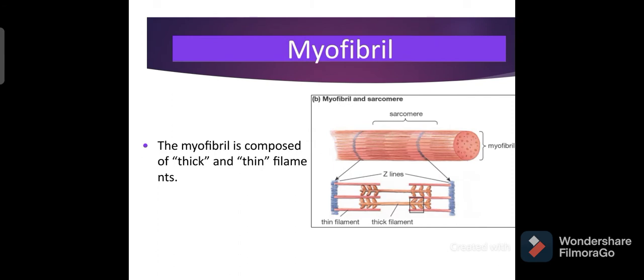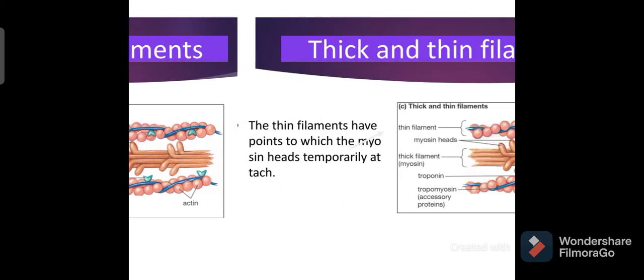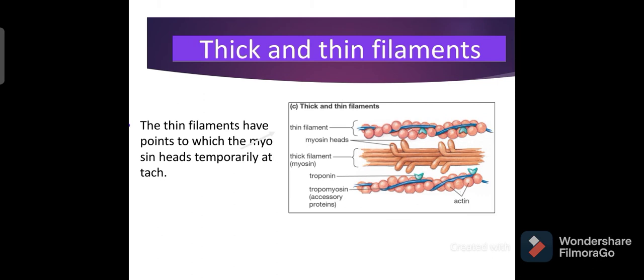Myofibril. The myofibril is composed of thick and thin filaments. Each of these filaments is made up of strands of protein. Thick and thin filaments. The thick filaments, made mostly of myosin, have small heads that move. The thin filaments have points to which the myosin heads temporarily attach.